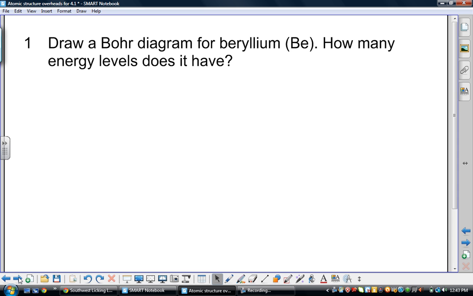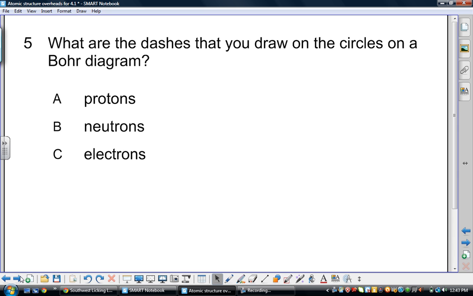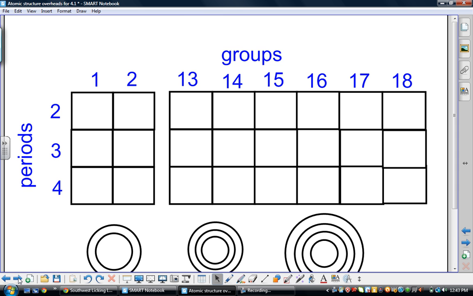And these are the kinds of questions that students should be able to answer. Draw a Bohr diagram for beryllium. How many energy levels does it have? I'm going to skip through these quickly because we haven't done these yet in class. These would be good for students to practice later. Oh, this is a good one. What are the dashes that you draw in the circles on a Bohr diagram? Those are electrons. Students need to keep that in mind. They're not just little dashes. They actually are a subatomic particle.